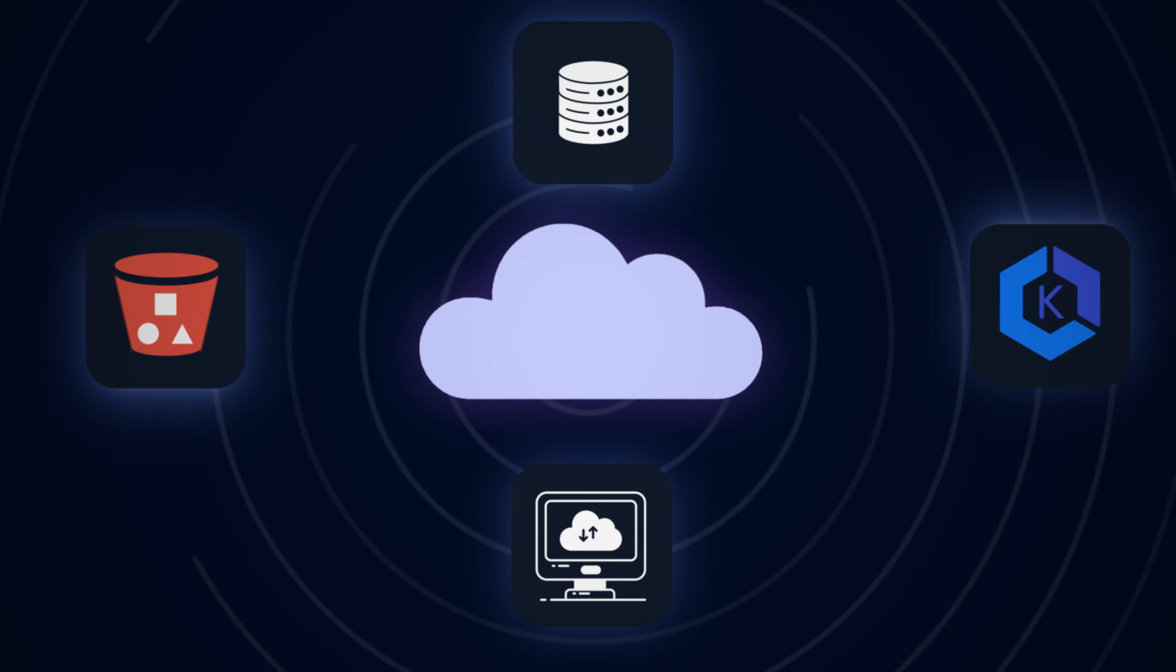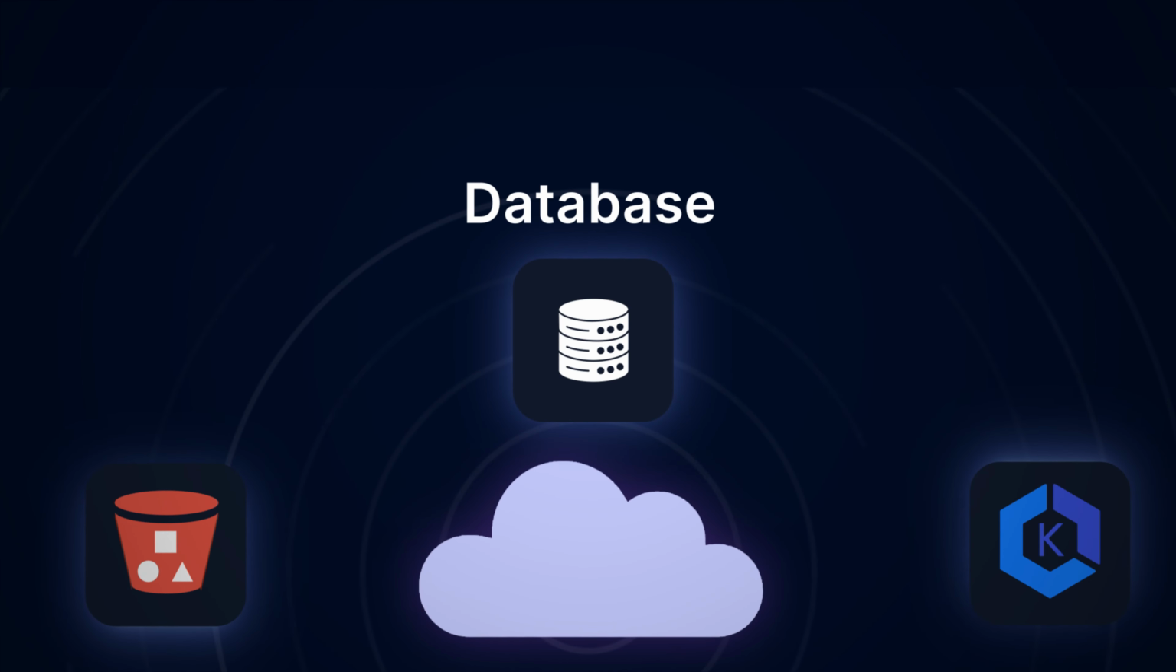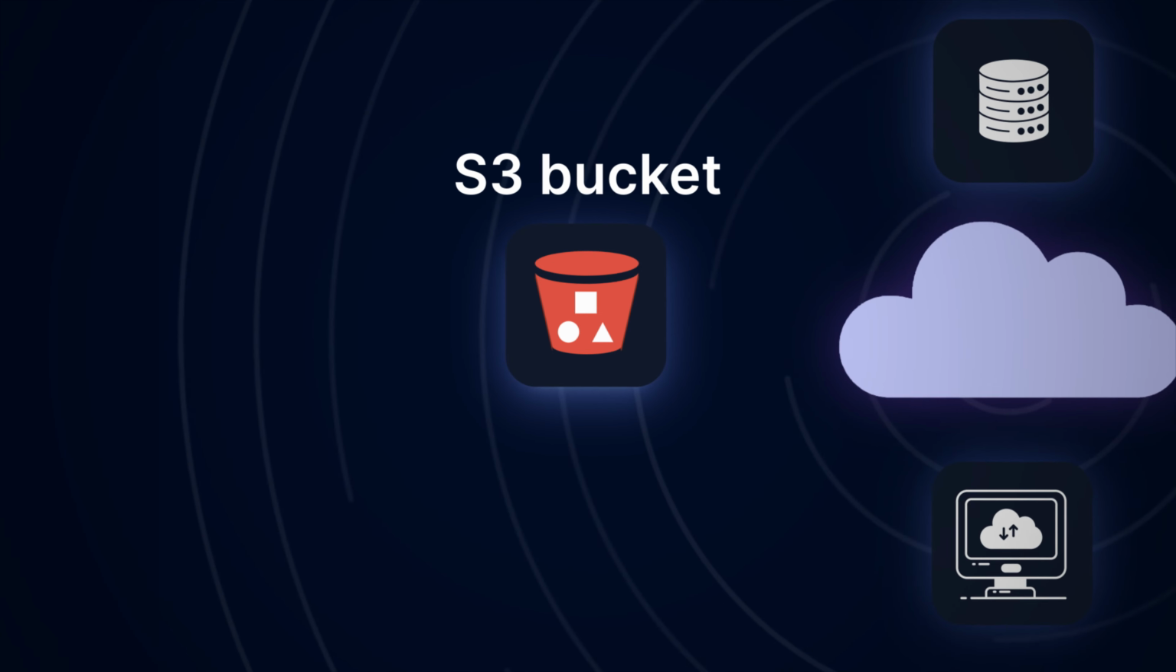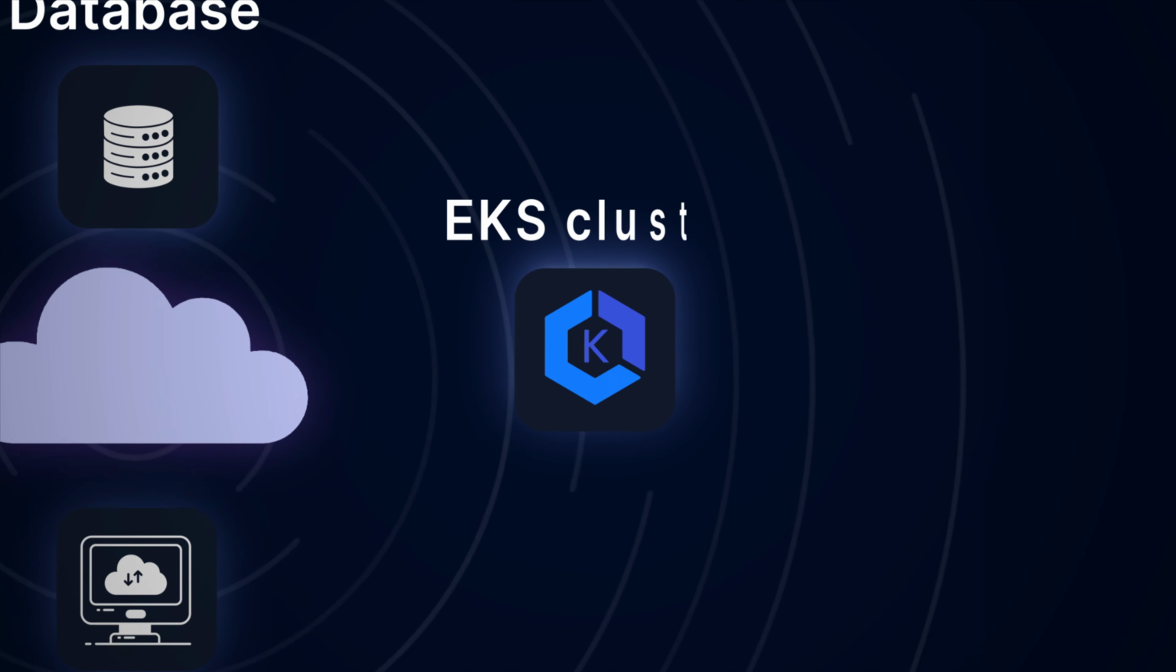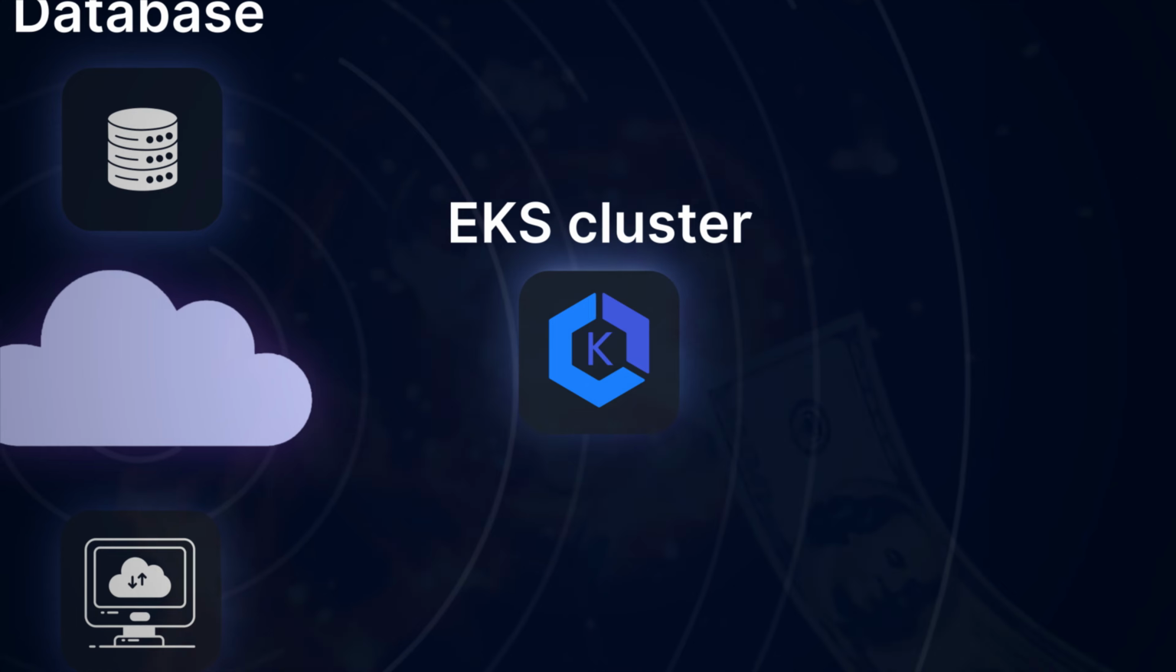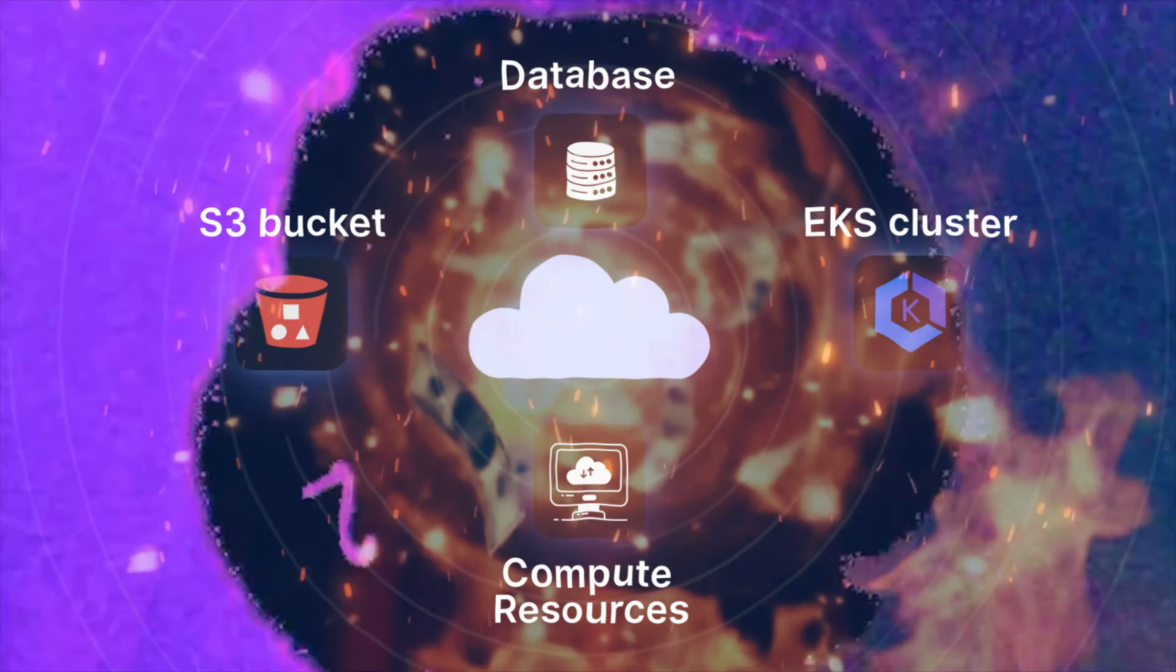What if you could instantly see every single resource in your cloud account? A legacy database that was forgotten about, an S3 bucket that's not supposed to be public, the compute resources, that whole EKS cluster that somebody started up and then forgot about and it's just burning money. Let me show you how to find all of these things.